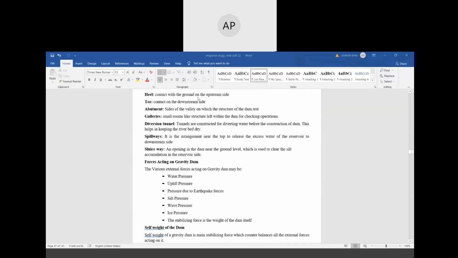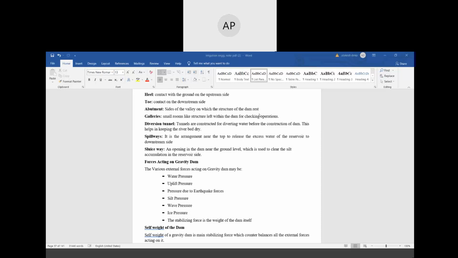The definitions of the different parts are given: heel, toe, abutment. Abutment means the sides of the valley on which the structure of the dam rests. Heel means contact with the ground on the upstream side. Toe is the contact with the ground on the downstream side. Galleries are some room-like structures left within the dam for checking operation.